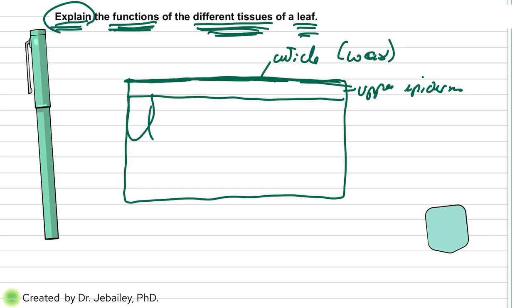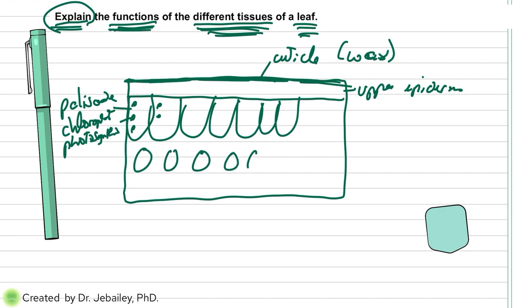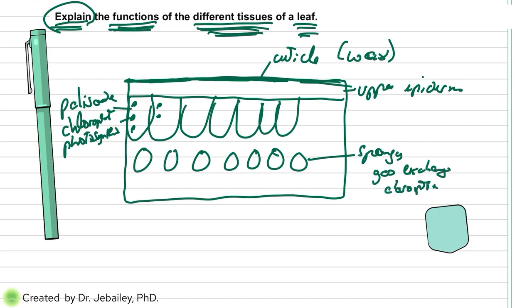And then after this, you have a bunch of palisade mesophyll. And these have a lot of what? Chloroplast. So by having a lot of chloroplast, what do they do? Photosynthesis. That's basically their function. And then you have the spongy mesophyll here. Now the spongy layer, what does it do? It has to do with gas exchange. It has to do with the absorption of water vapor. And when we say gas exchange, we talk about CO2 and oxygen.